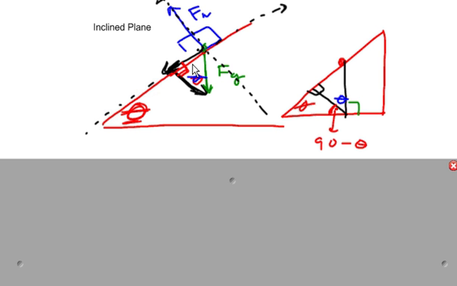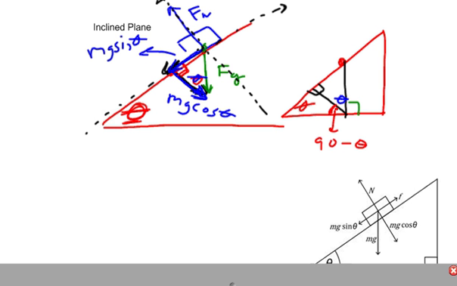Therefore, this force coming down, that's the force of gravity that's pulling it into the plane, is mg cosine theta. And the force of gravity that's pulling it down the plane is mg sine of theta. And we will look at the idea of friction pulling it up the plane, but for now we're just ignoring friction because we're assuming it's a frictionless plane.